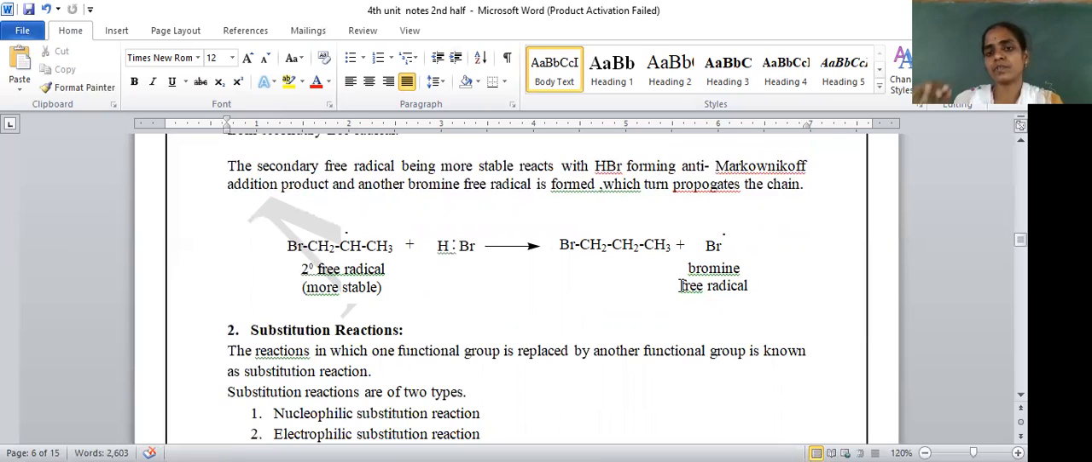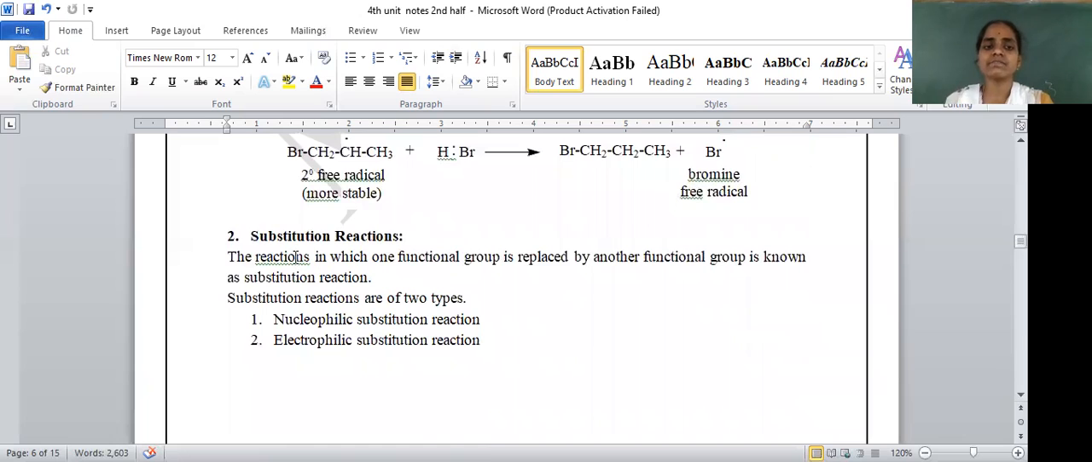So step by step, the free radical reacts with one more propene molecule. After the whole reaction mechanism, one more free radical of bromine is liberated, and again that is necessary to carry out the reaction. So that is regarding the Markovnikov and anti-Markovnikov addition.